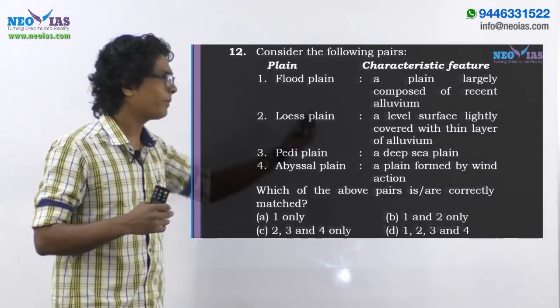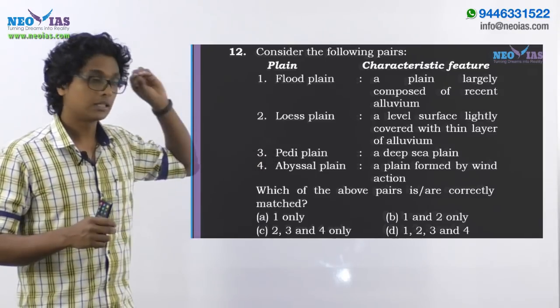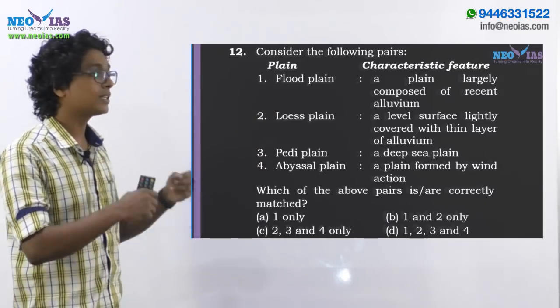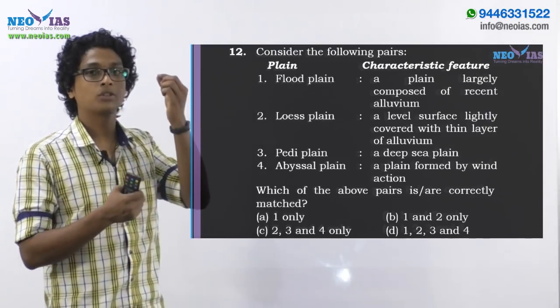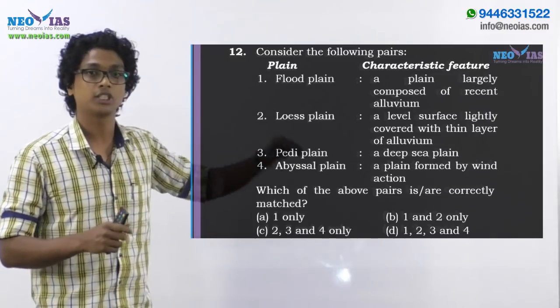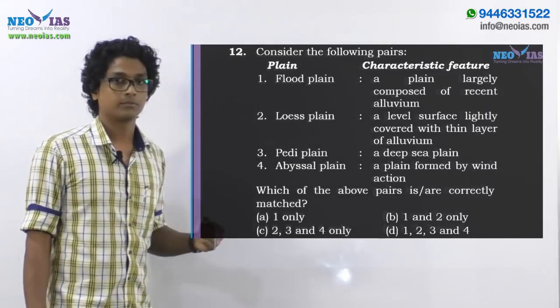But what we call a lossless plane is actually a plain, a level field covered with thin layers of alluvium, right? Mainly the losses are produced because of glacier action and are carried and deposited by wind action. And the third one, peneplain.